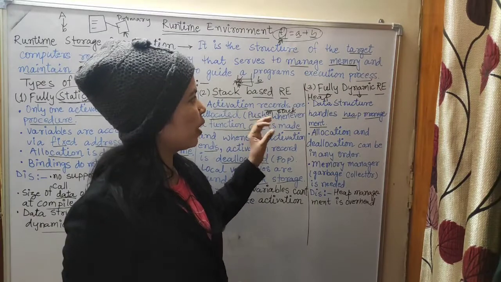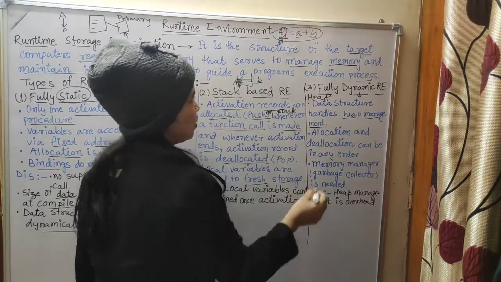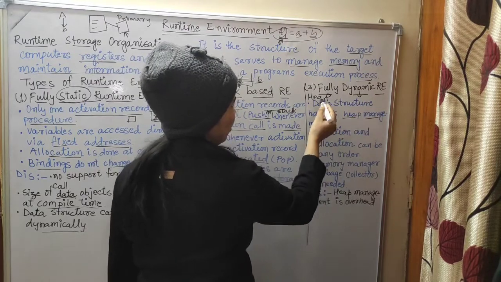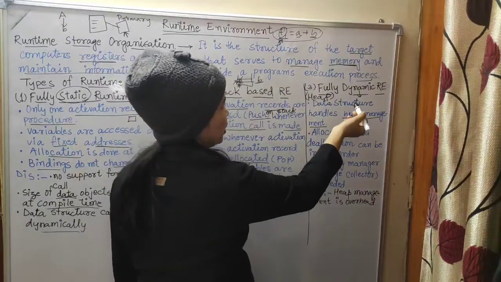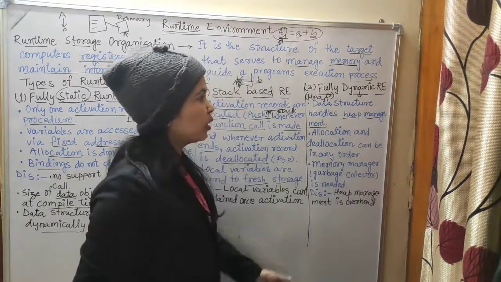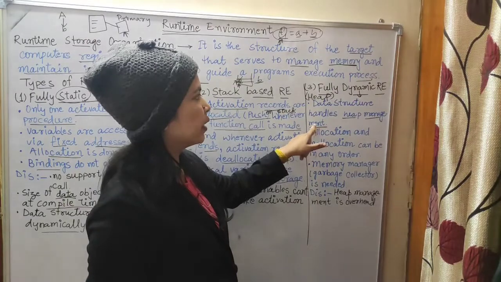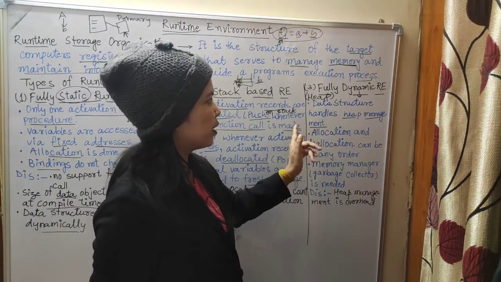Whenever data is required, whatever data length is required, we can arrange it like this. So that is the fully dynamic runtime environment, and here we are using heap allocation for the dynamic allocation. The data structure that handles such management is called heap management.